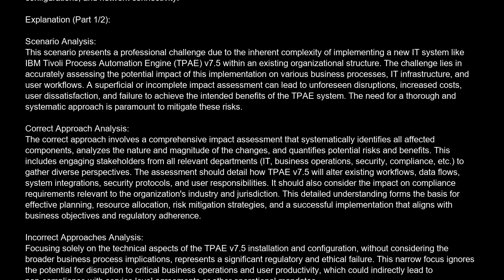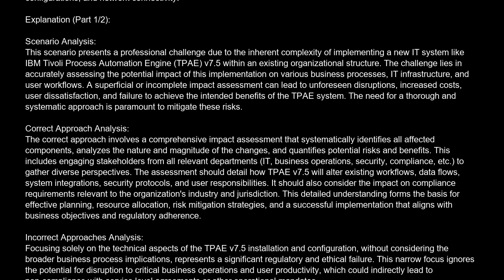The challenge lies in accurately assessing the potential impact of this implementation on various business processes, IT infrastructure, and user workflows. A superficial or incomplete impact assessment can lead to unforeseen disruptions, increased costs, user dissatisfaction, and failure to achieve the intended benefits of the TP system. The need for a thorough and systematic approach is paramount to mitigate these risks.